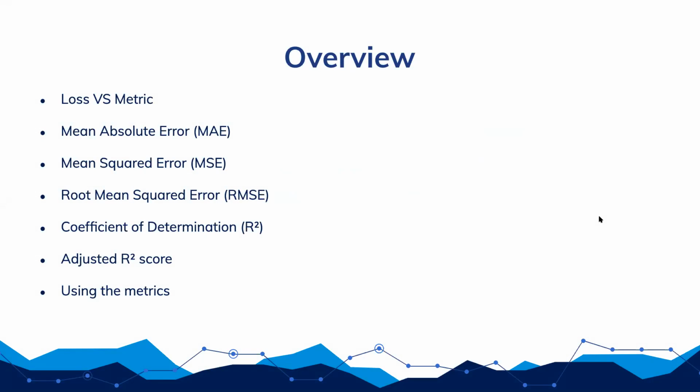So loss versus metric, the comparison between these two concepts. We are going to talk about mean absolute error, mean squared error, root mean squared error, the coefficient of determination, which is the R squared, and the adjusted R squared, and how we can use these metrics to evaluate models. We are going to move through these steps quickly because there are tiny little changes between these metrics that are important, and you are going to see the difference between them. And these metrics are for continuous variables, where we are measuring a continuous target.